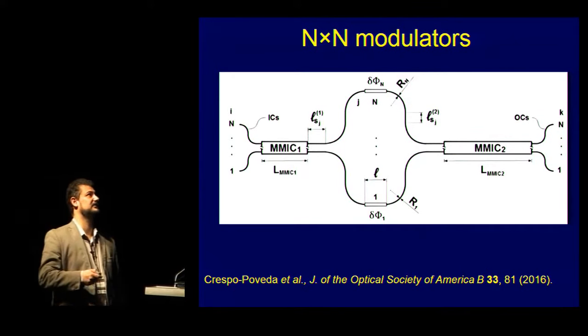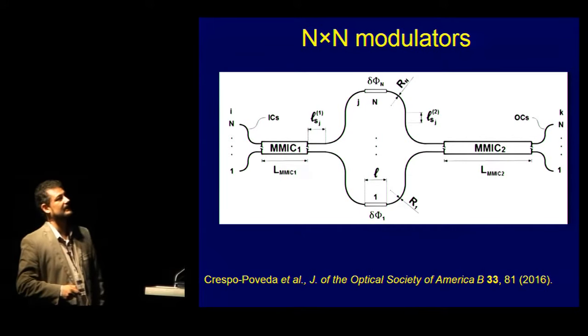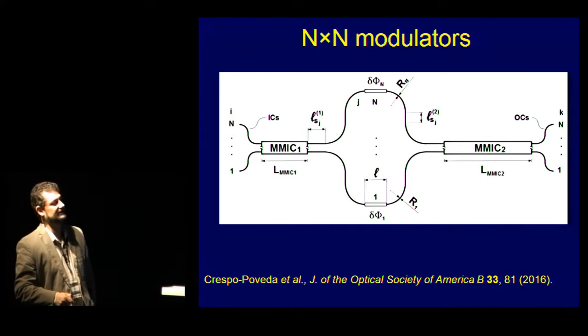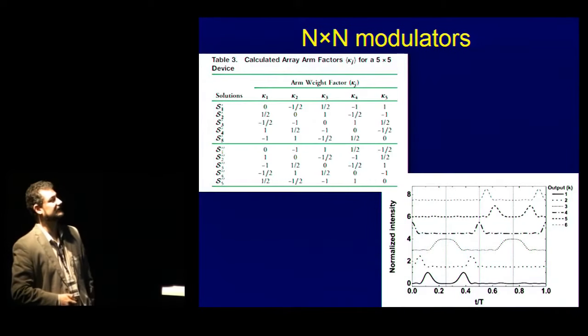We generalized that for the case of any output ports and any input ports. In the case of this work, it doesn't even have to be an acoustic wave. If we apply delays or phase shifts in the light that is propagating in different arms, with a combination of these phase shifts, we can actually have an N by N MMI being switched between different outputs.